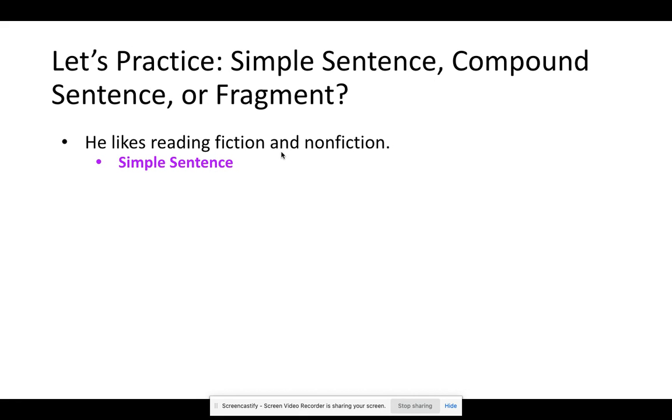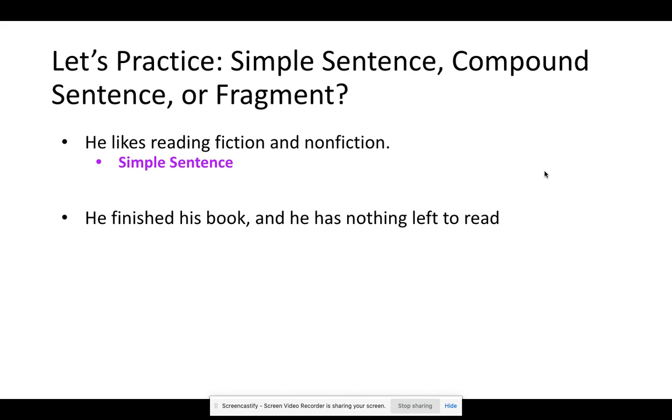Here's why. Some of you might have accidentally said compound sentence because you saw "and" and thought that's a FANBOY. But notice there's no comma, and this is not two complete thoughts. It's only one. He likes reading fiction and nonfiction. After the word "and," nonfiction can't be a sentence all by itself. That's not a new thought. It's just listing two things that he, the subject, likes. So it's just one complete thought, a simple sentence.